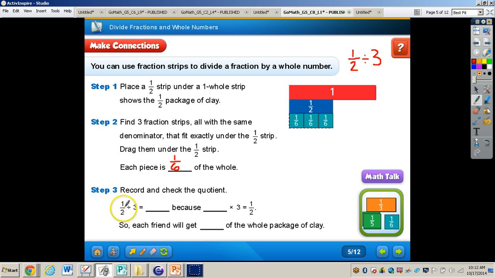Now we have 1/2 divided by 3 equals 1/6. In other words, we're taking a 1/2 fraction strip and we're dividing it up into 3 equal pieces. Okay, now I know that 1/2 divided by 3 equals 1/6, because if I were to take 1/6 and multiply that by 3, that would give me 1/2. As you can see with my problem, that is written right there on the screen. Okay, so I have 1/6, fill it in right here. Okay, so I want you to write this answer down. So each friend will get 1/6 of the whole package of clay.